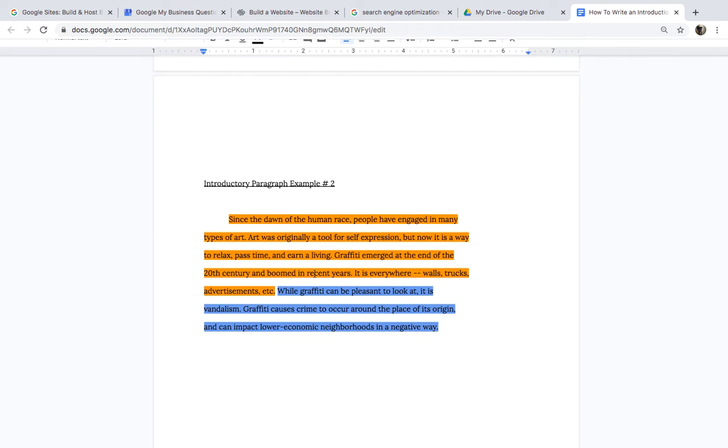So while graffiti can be pleasant to look at, it is vandalism. Graffiti causes crime to occur around the place of its origin and can impact lower economic neighborhoods in a negative way. Okay, so this is the thesis statement here.